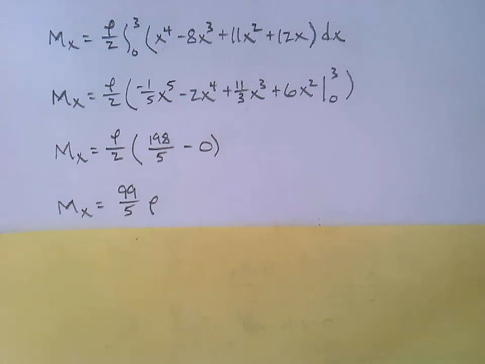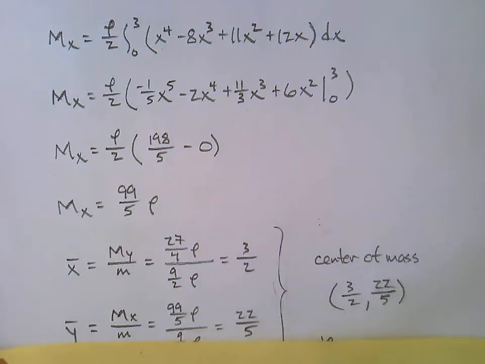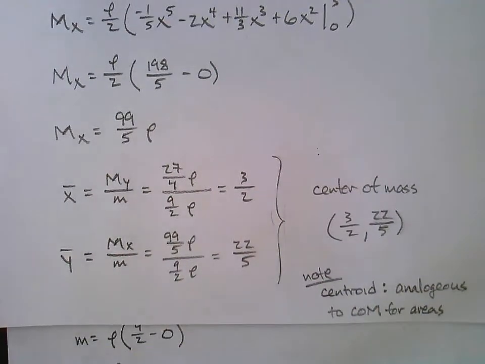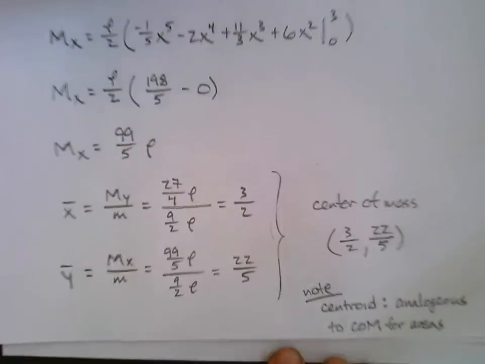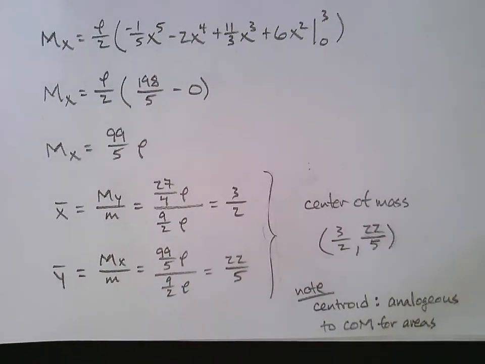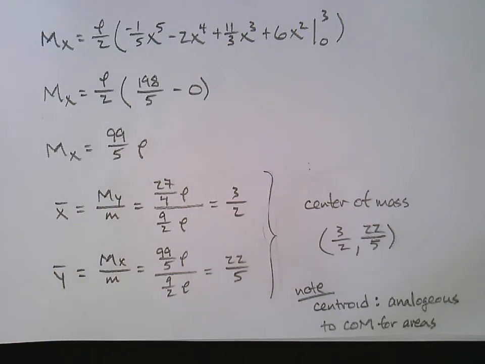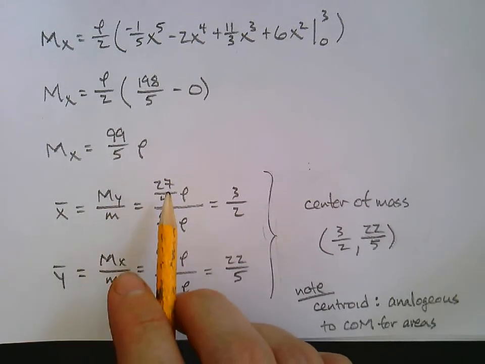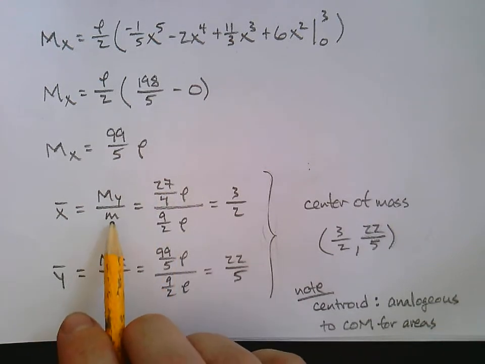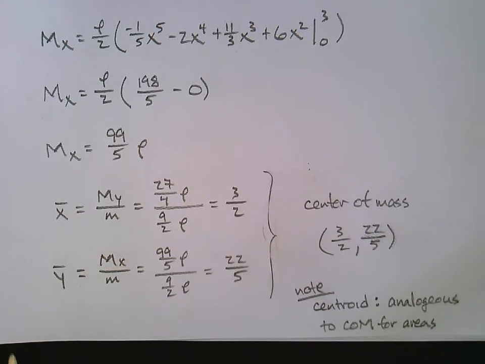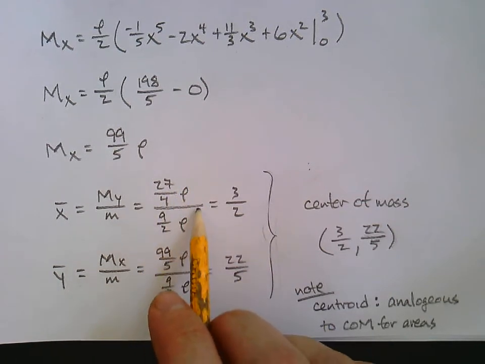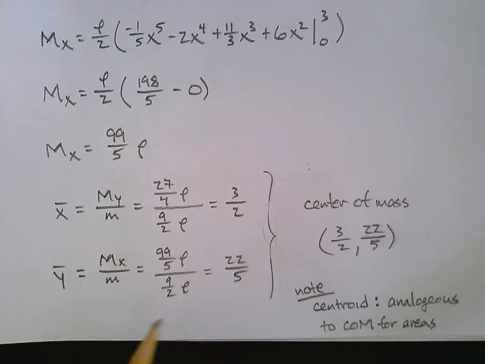Okay, now we found m, we found my, we found mx. Let's finish this off. And I'll just show you the rest of my work here. X bar, remember it's the opposite, it's my over m. And here's even why we can just use density rho and why you see that a lot. Because my is 27 over 4 rho. M, if you recall, was 9 over 2 rho. And so those rho's are going to cancel out, and we just have to simplify our fractions. In this case, it works out to be 3 over 2.